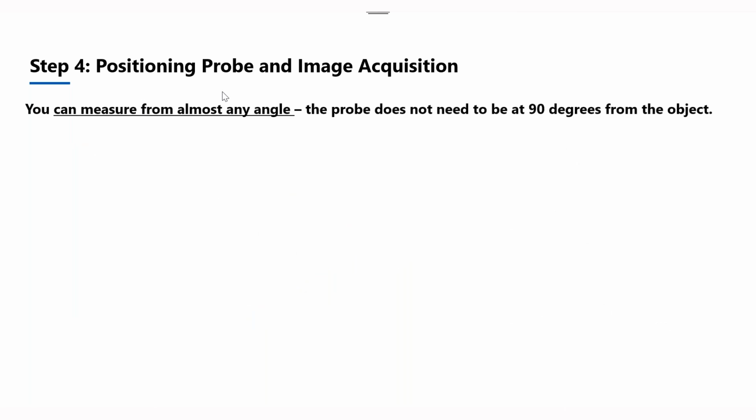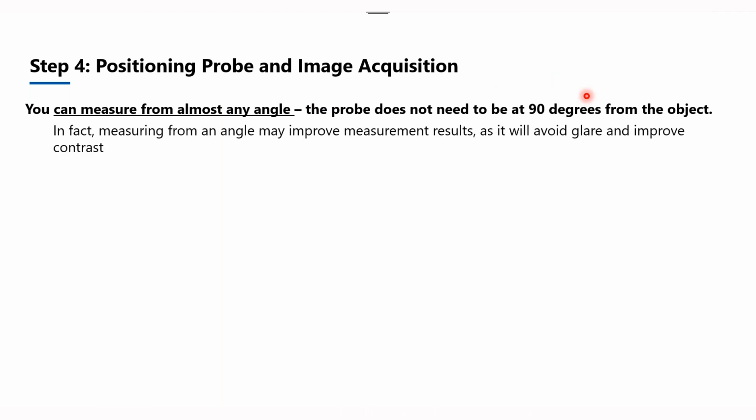Now, the other thing is that using stereo measurement, you can measure from almost any angle. And this is a common misconception. Many people believe that the probe has to be at 90 degrees from the object, and that is not the case. In fact, if your probe is straight towards the surface, you might have a bit of glare, and it might be difficult to see what you want to measure.